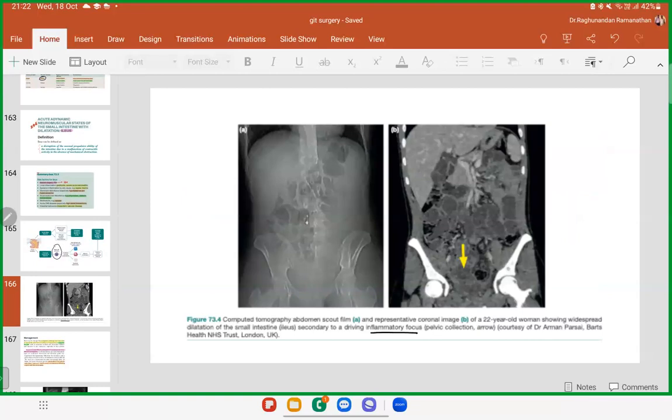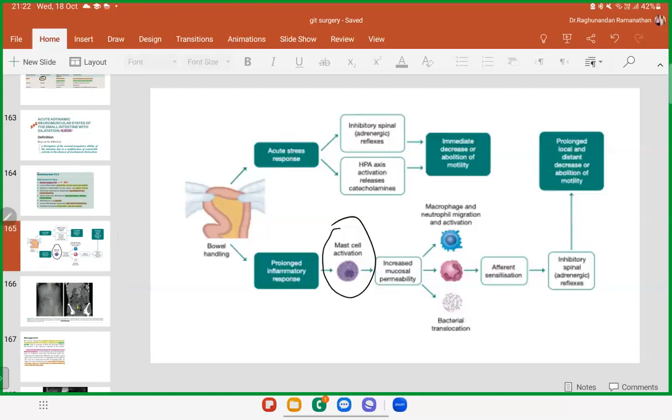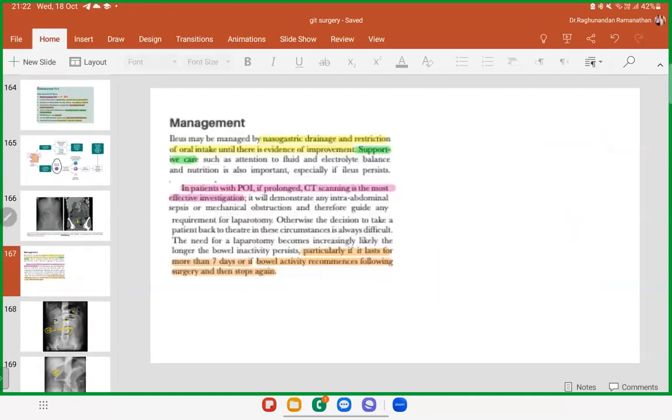Can you see here? This is a 22-year-old woman who had a widespread dilatation of the small intestine, that is ileus, secondary to a driving inflammatory response. I told you, a prolonged response. Now, how do you manage this ileus? Ileus is managed by nasogastric drainage and restriction of oral intake, and there is evidence of improvement.